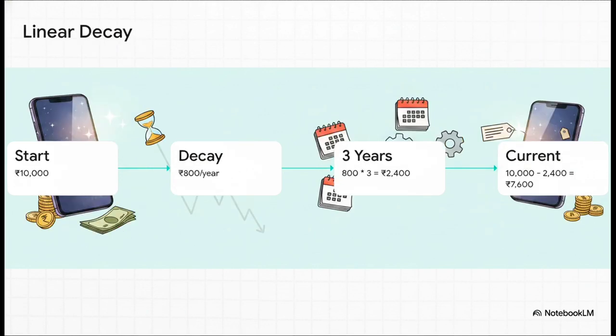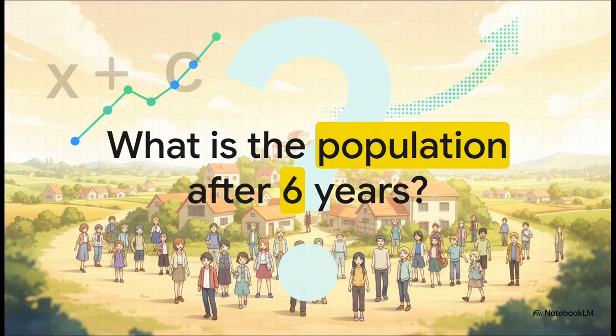And for question 5, let's look at linear decay. You buy a phone for 10,000 rupees, but it decreases in value by 800 rupees every year. What's it worth after 3 years? Well, 800 times 3 is 2,400. Take your starting 10,000, subtract that 2,400, and you are left with a final value of 7,600 rupees. You guys absolutely crushed that.